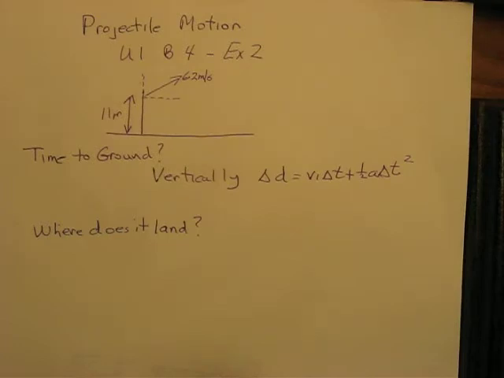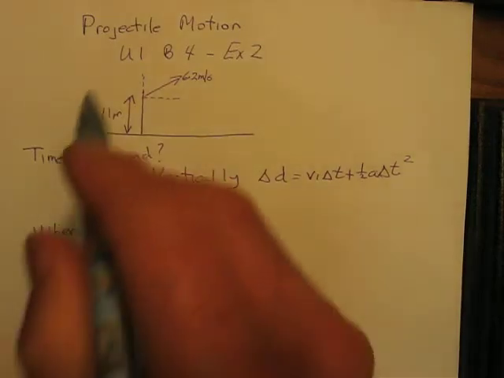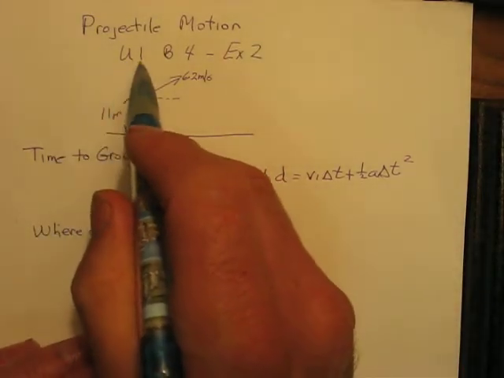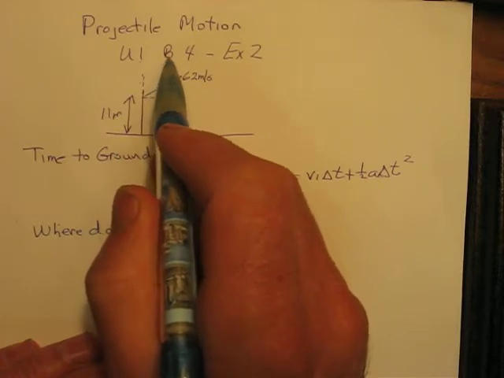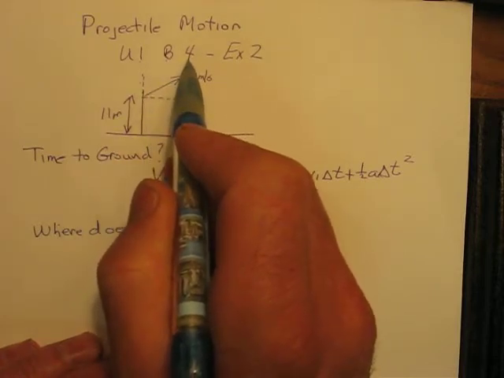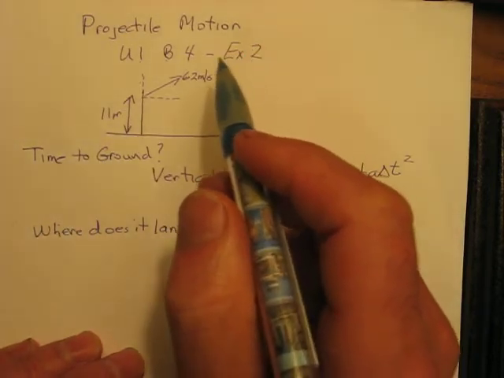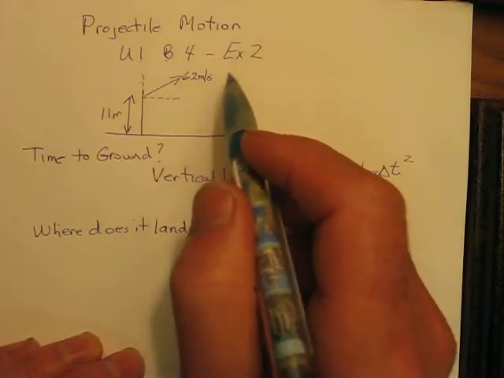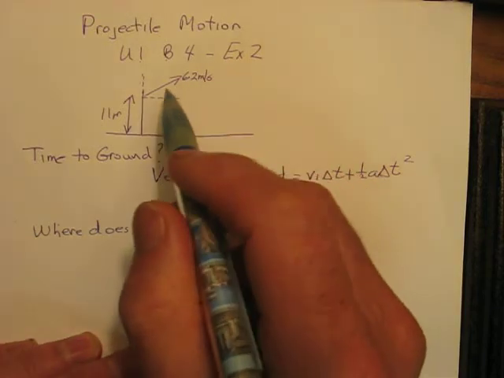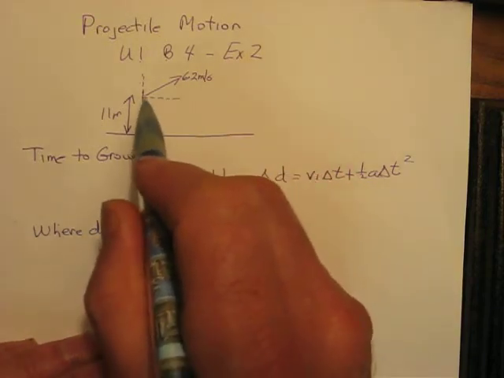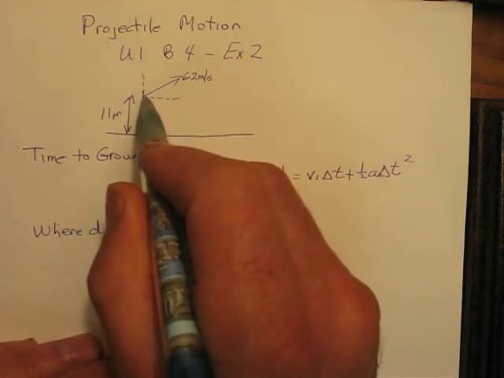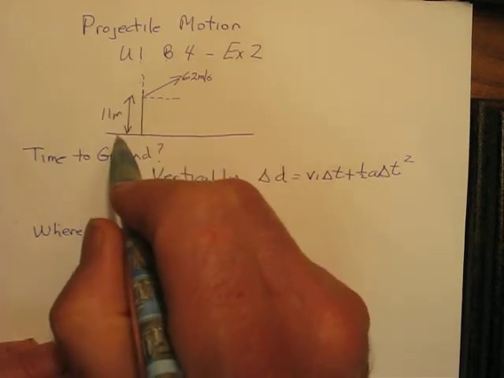The topic is projectile motion, and this topic is referenced in Unit 1, Section B, Lesson number 4, Activity 4, and more specifically the example number 2 referenced there. Make sure you've read the word problem, that's example 2 in that lesson, but it's a case of a playful student tossing a water balloon out of a dormitory window 11 meters off the ground.